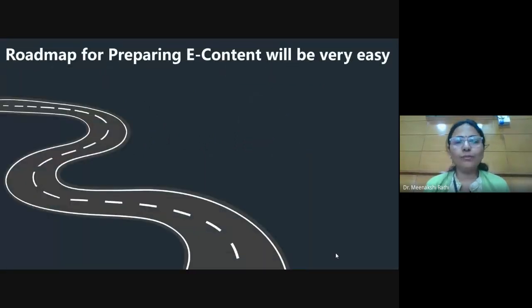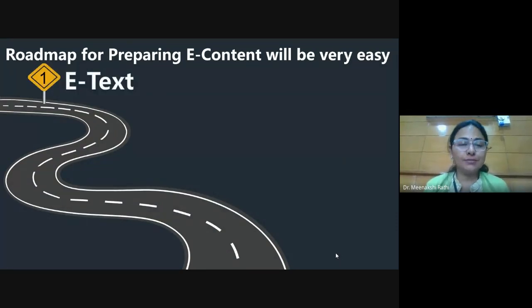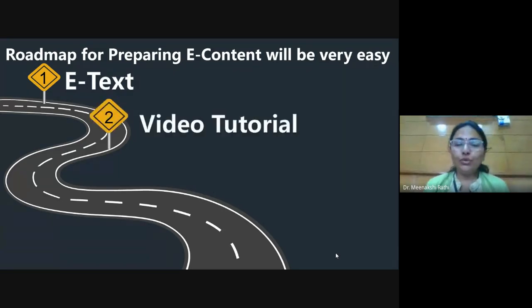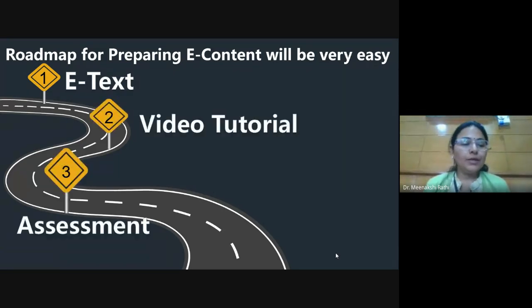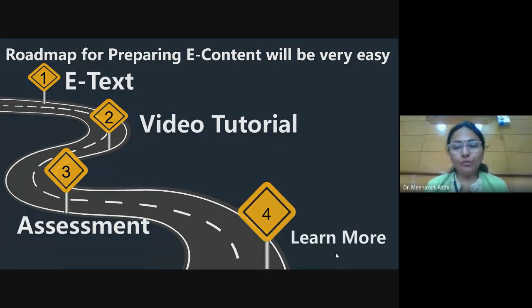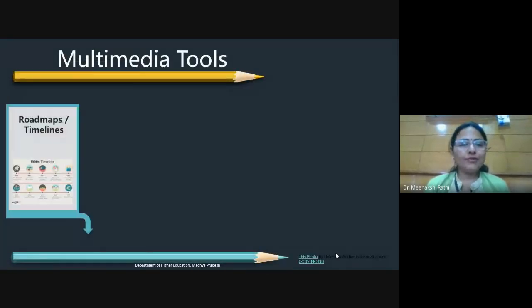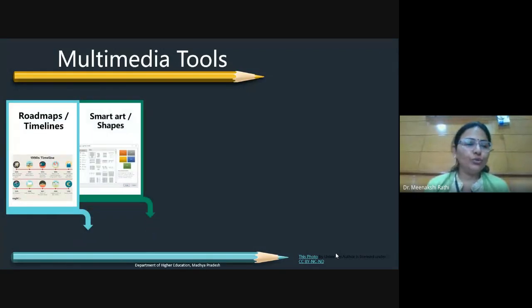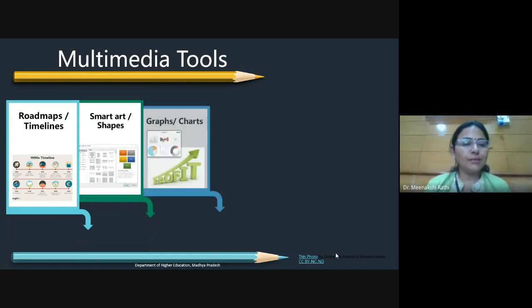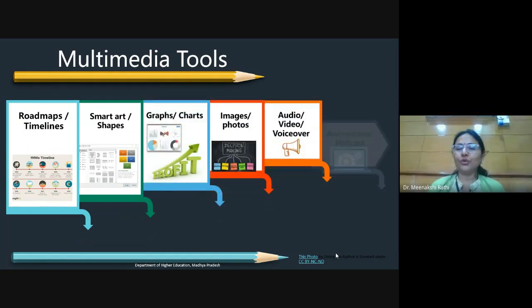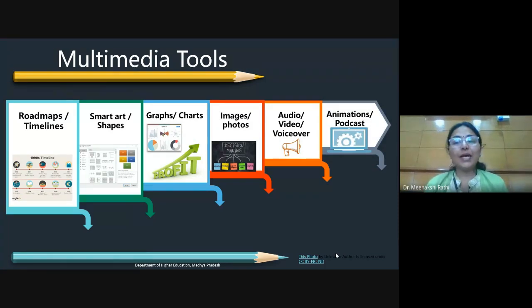This is the basic roadmap of preparing your e-content. You need to prepare the e-text first, that is the written matter or study material. Then you need to have video tutorials with them. Then assessment has to be there, then learn more has to be there. Then there are the different multimedia tools I've already told you. Apart from that, roadmaps, timelines, SmartArt, shapes, graphs, charts, images, audios, videos or voiceovers, animations or podcasts could be added. You can even take help from your students. They'll assist you better because they are well versed with technology.